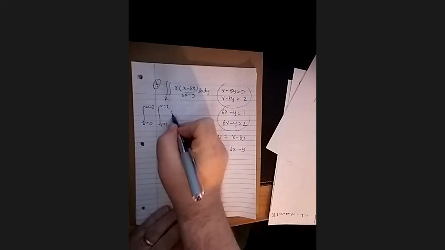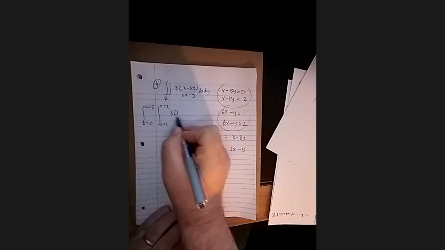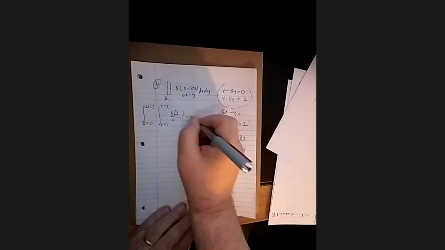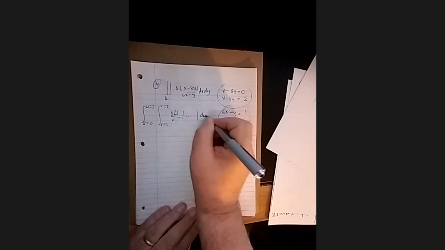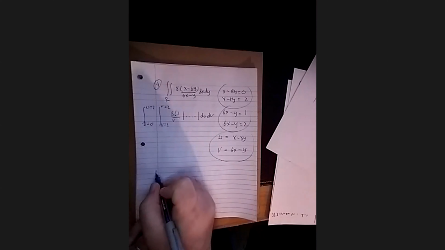Won't this still be 8? Won't this be a U? Won't this be a V? I've still the Jacobian to get du dv. Can you see this question's almost done? Yes. But to get the Jacobian, don't we have to take these two equations and rewrite them so that x is in terms of u and v and y is in terms of u and v? So let's do that at the side.